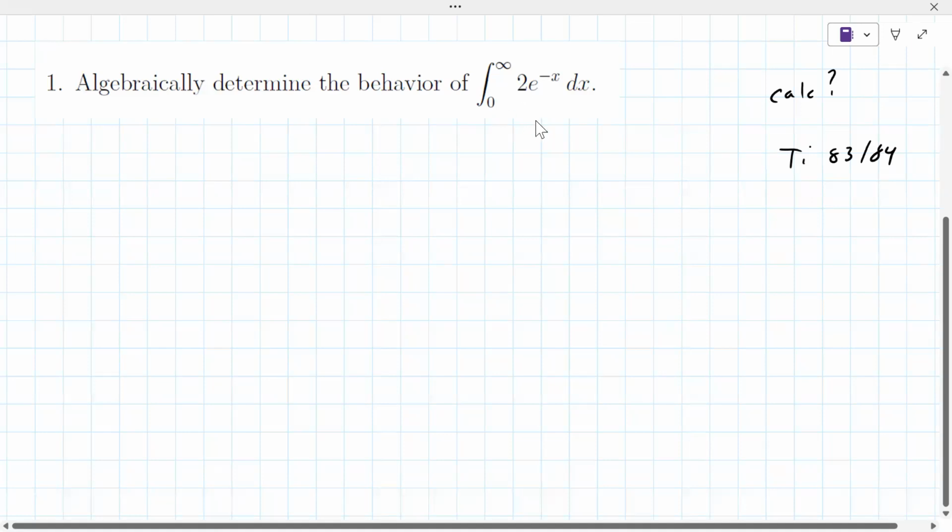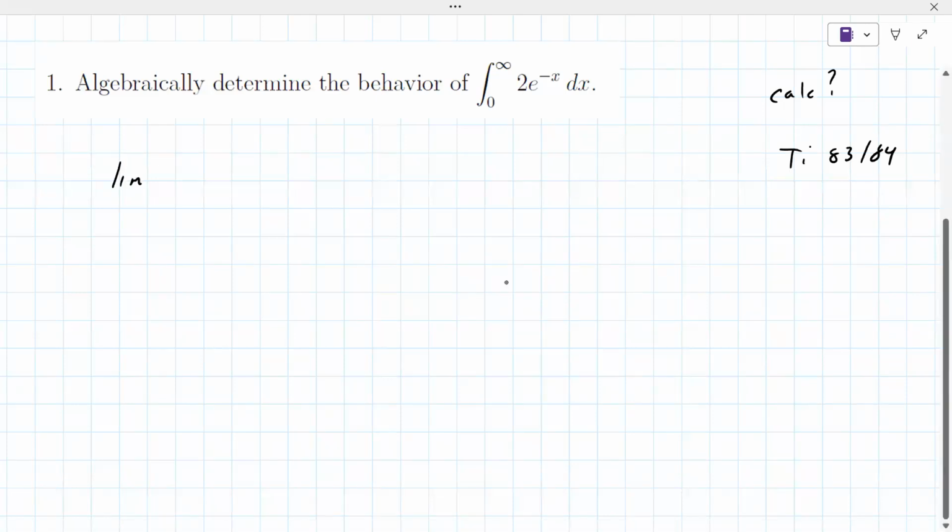You can do this in the calculator with fn int, math 9, and it'll just give you pretty close to the answer. The correct algebraic way to do it, I know that's what it says here, is you're supposed to take the limit as b goes to infinity, integral 0 to b, 2e to the minus x dx. Have you seen this notation before?